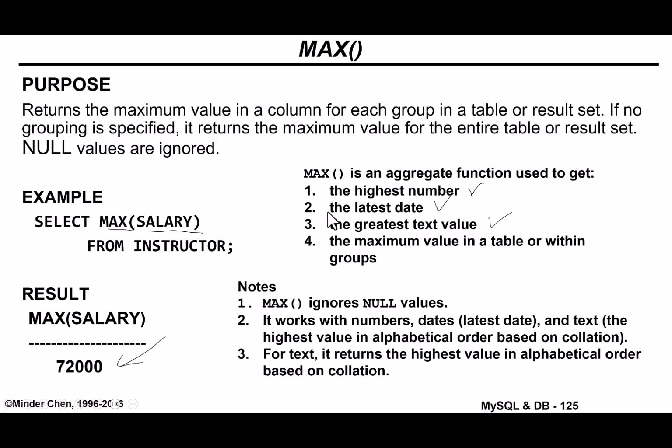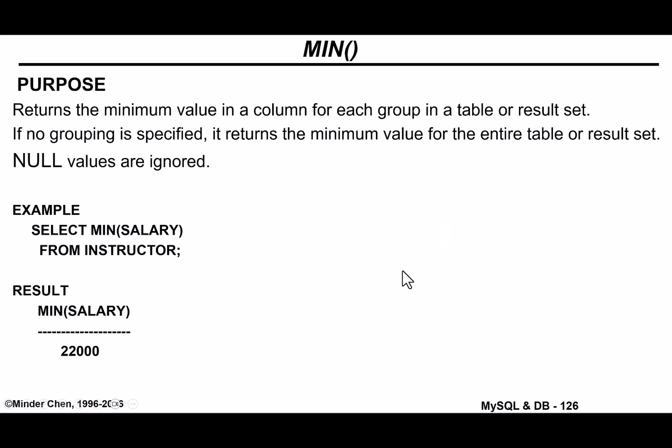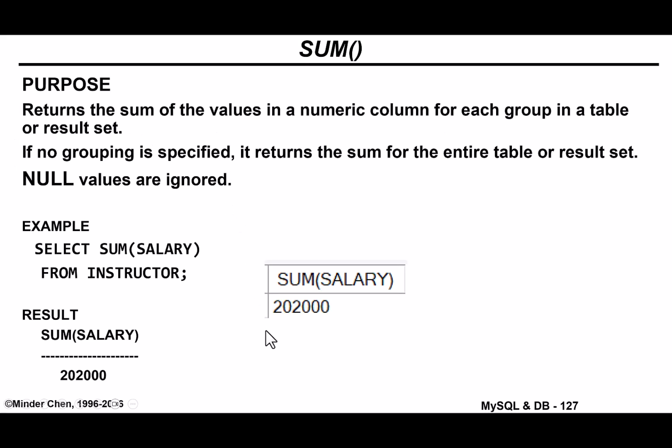For day, this I can see is quite common. We may try to find the latest date. Okay. So max, min is similar. Min salary: who has the least salary in the instructor table, and null values are ignored, because null really means I don't know. So if you don't know, there's really no way to make any comparison, so it's excluded.